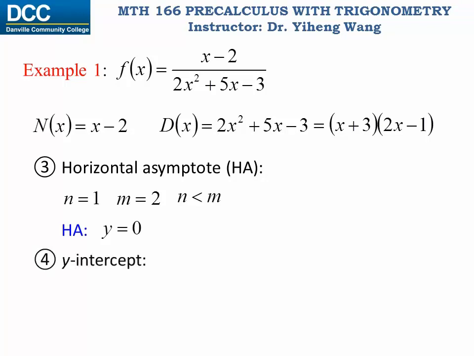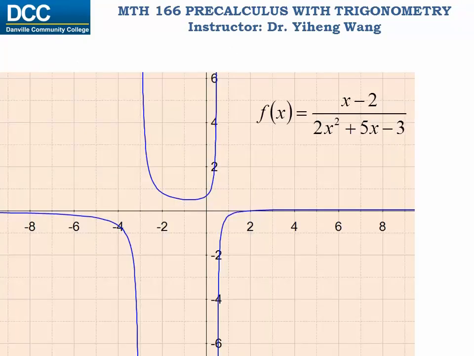And lastly, if you wish to, you can find the y-intercept of this function easily by substituting x equals 0 and evaluating. And here's the graph for this rational function.